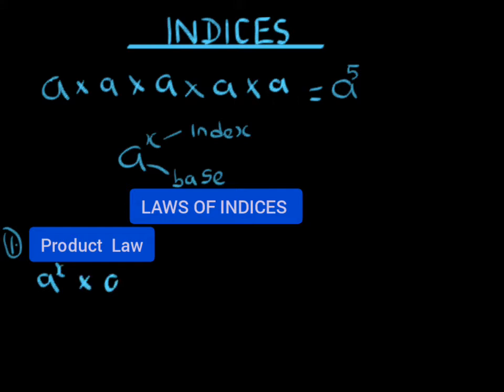In the product law, we could be given A raised to power X multiplied by A raised to power Y. Now, what happens is that we pick just one of the bases. You notice that the bases are similar, so we have A's on both sides. So this gives us A raised to power X, and we add up the powers. So X plus Y.